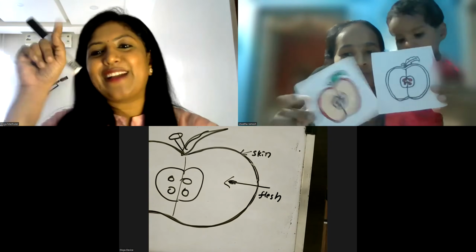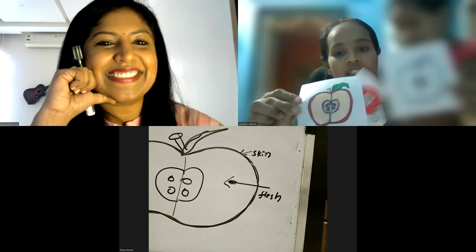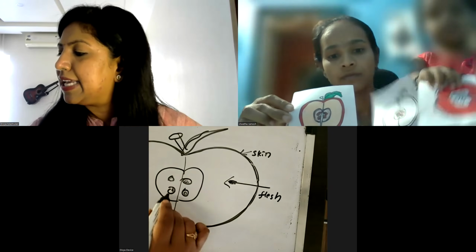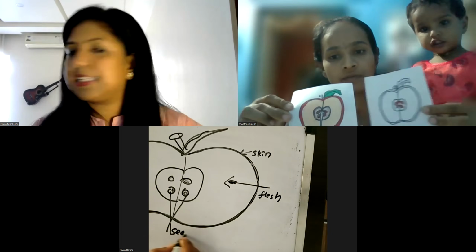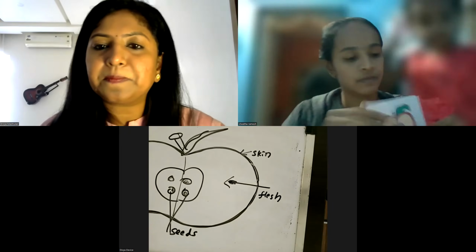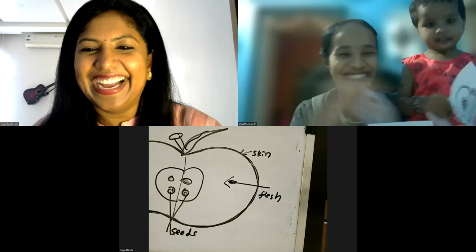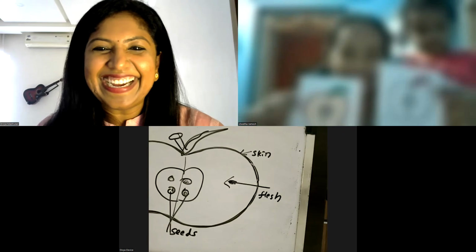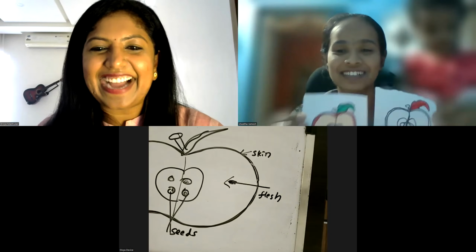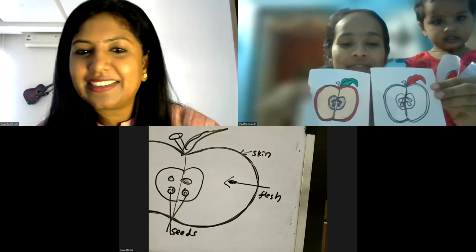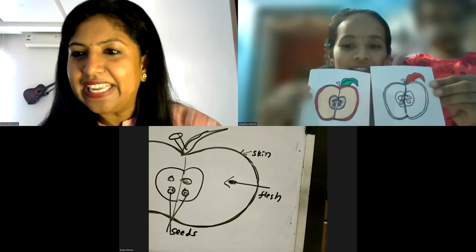Okay, now what is colored? Seeds. So these four are our seeds. Next picture. Take it a little higher. Yes, leaf. What is that? Leaf. Okay, so I have leaf.